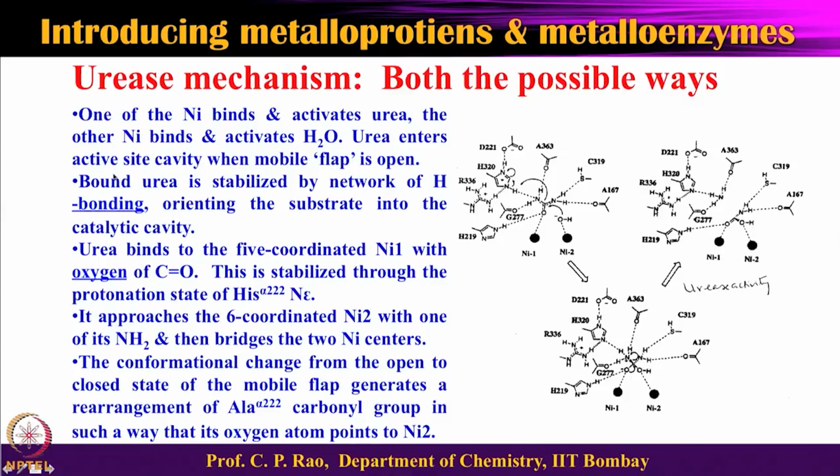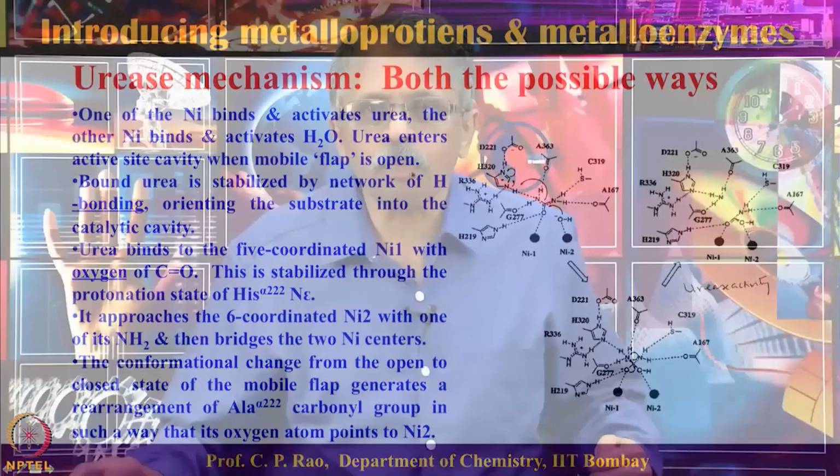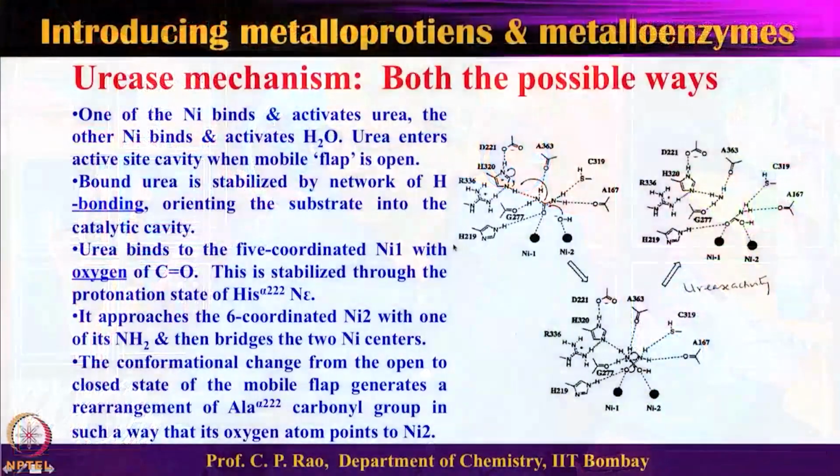Okay. So, that is when the urea enters into the active site center or active site cavity. And there is a flap I mentioned to you, a mobile flap. The flap can be turning, and the open form will now turn into the closed form. So, the bound urea is now stabilized by a network of hydrogen bonding, I mentioned that too, orienting the substrate into the catalytic cavity.